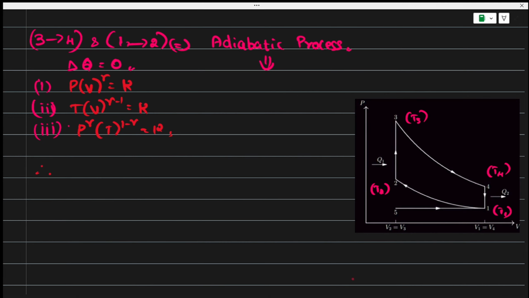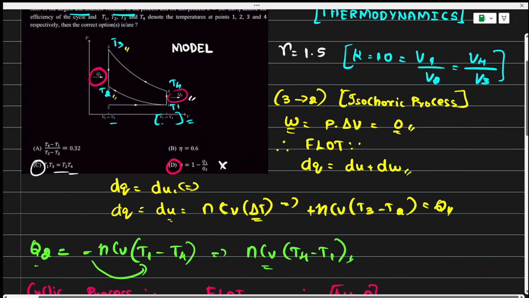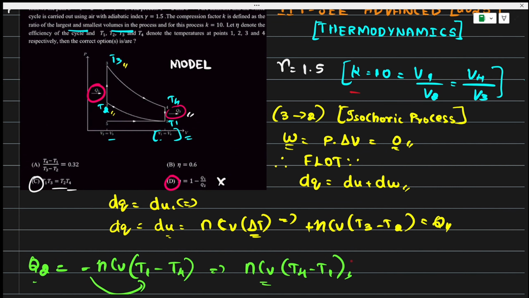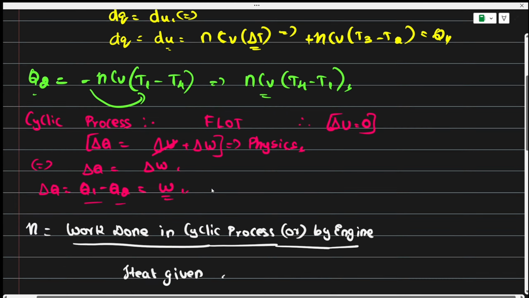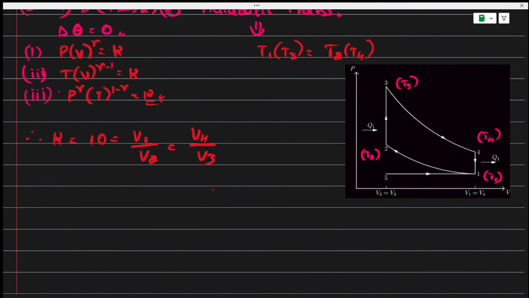Let's say we need to verify option C, which is T1 into T3 equal to T2 into T4. They have given that this constant K is equal to 10, that is V1 by V2 equal to V4 by V3, in the question, so we need not confuse with it. Let's apply it. We need this second equation to find whether this relation is correct or not.